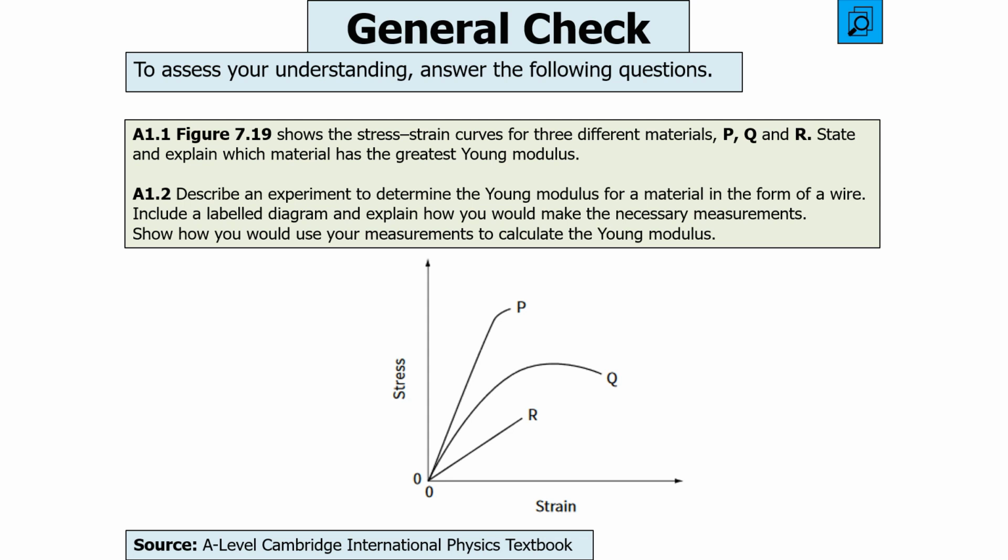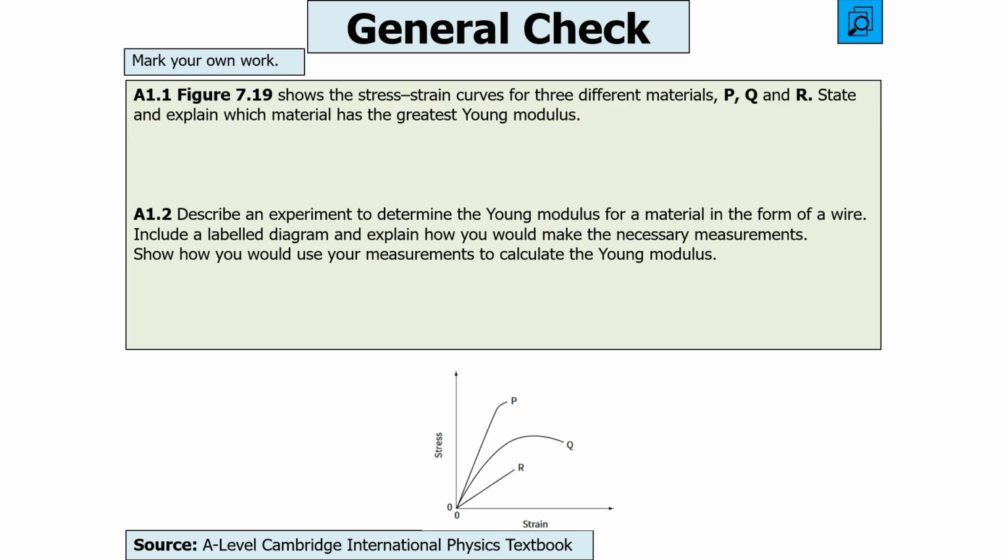The next question says, figure 7.19 shows the stress strain curves for 3 different materials, P, Q and R. State and explain which material has the greatest Young modulus. Then describe an experiment to determine the Young modulus for a material in the form of a wire. Include a diagram and explain how you'd make the necessary measurements. State how you'd use your measurements to calculate the Young modulus. So pause the video now, then unpause the video when you want to go through your answer.